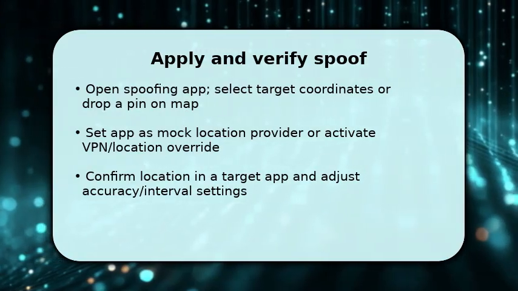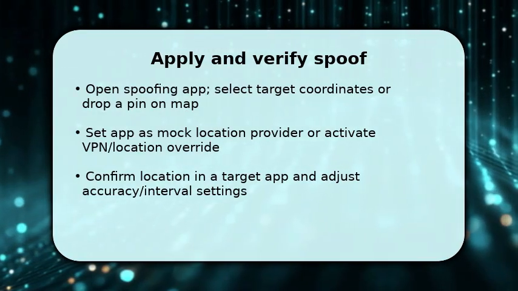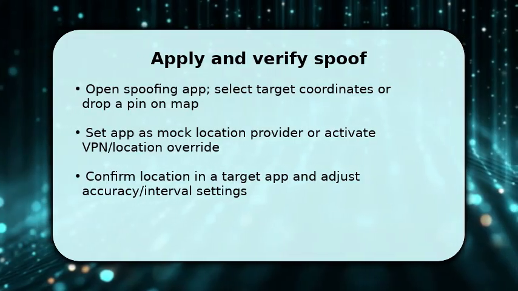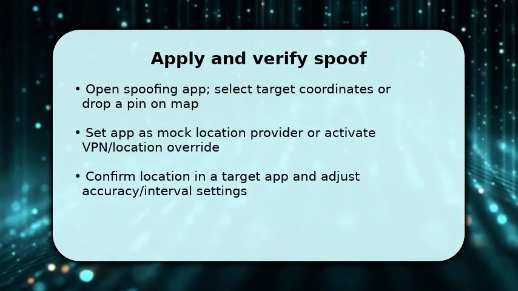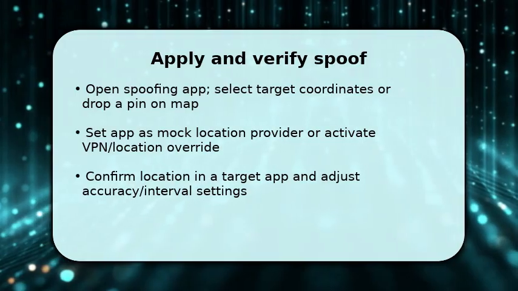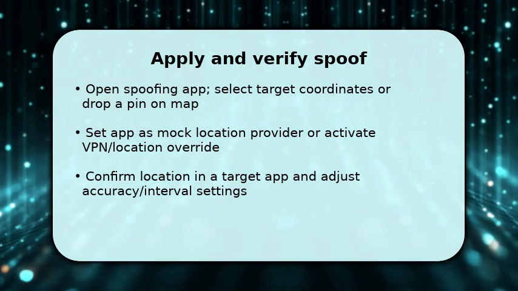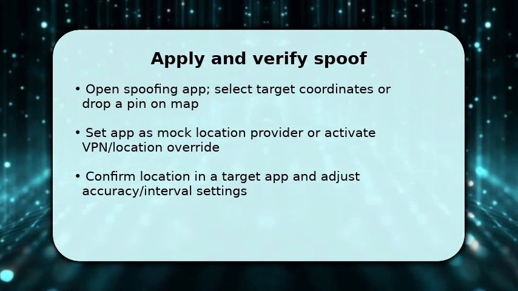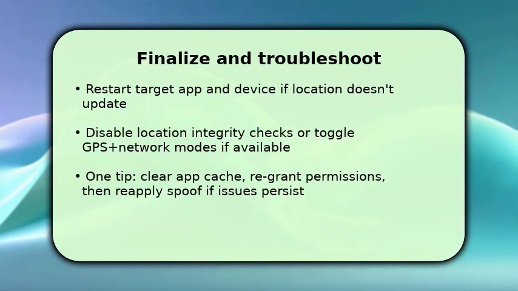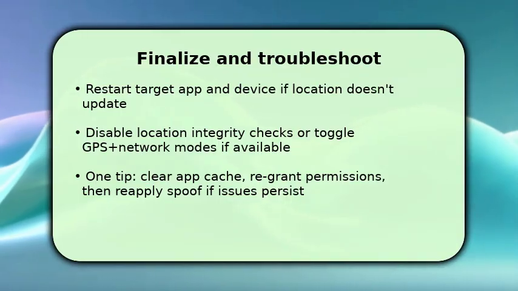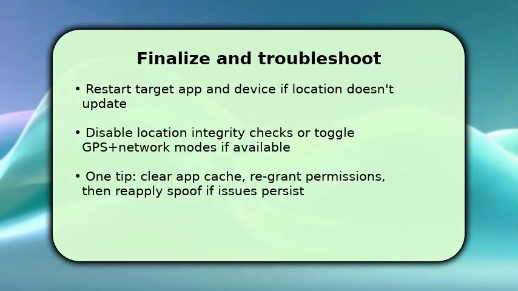If the app polls frequently, increase the spoof app's update interval for smoother behavior. Make sure GPS accuracy is set high, and that the spoofing app runs in the foreground or as an allowed background service. To finish, close and reopen the target app so it caches the new coordinates, and if necessary, reboot the device to ensure system services accept the change.